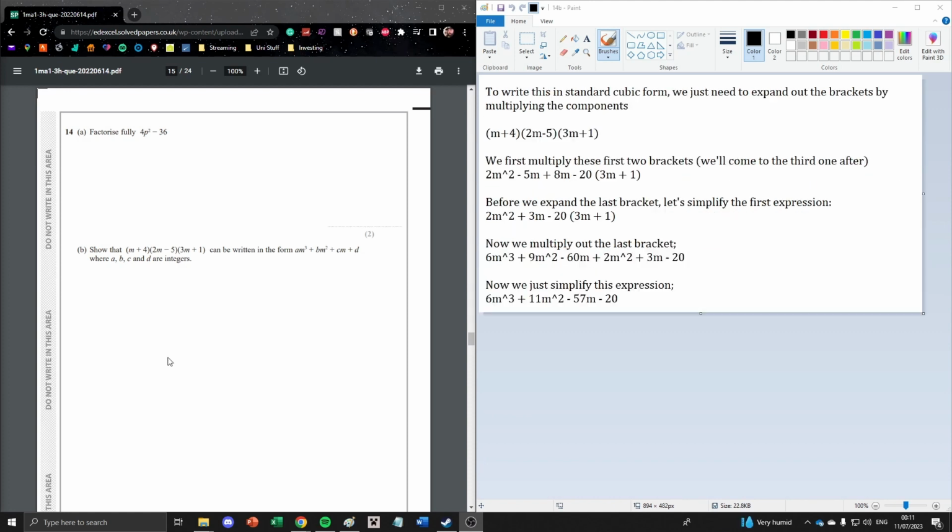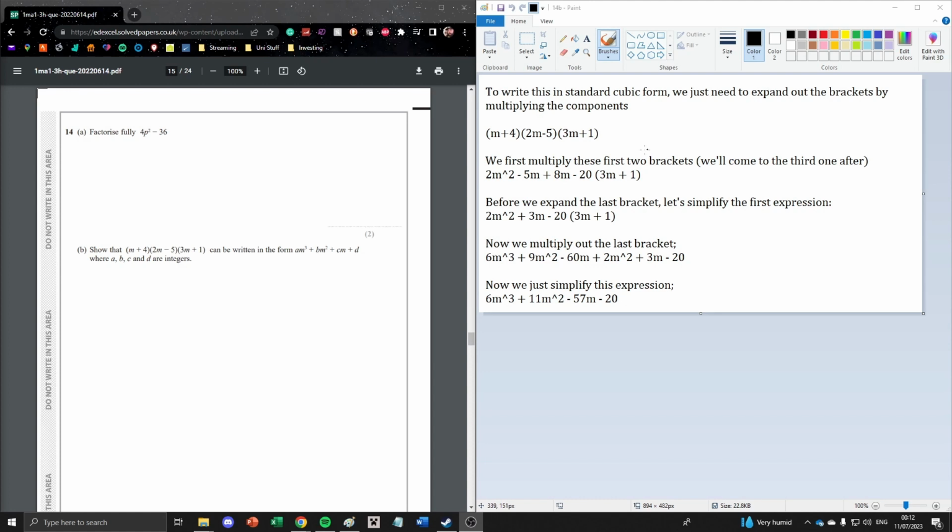14b is about expanding linear brackets, and we're asked to show that brackets m plus 4 times brackets 2m minus 5 times brackets 3m plus 1 can be written in the form am cubed plus bm squared plus cm plus d, where a, b, c, and d are all integers. So effectively, we're just going to expand out these brackets into this sort of expression. The easiest way to do this is to expand out one pair of brackets, leaving the other one alone. And once we've got a quadratic expression from those, then expand out the remaining set of brackets into that.